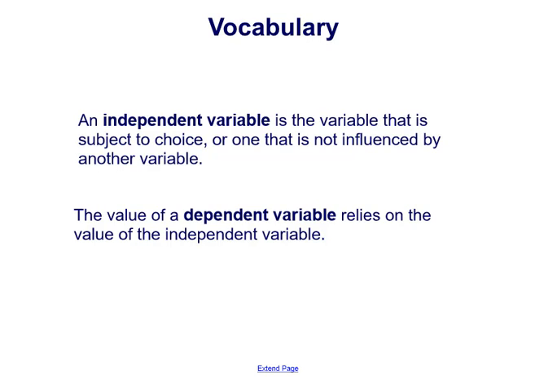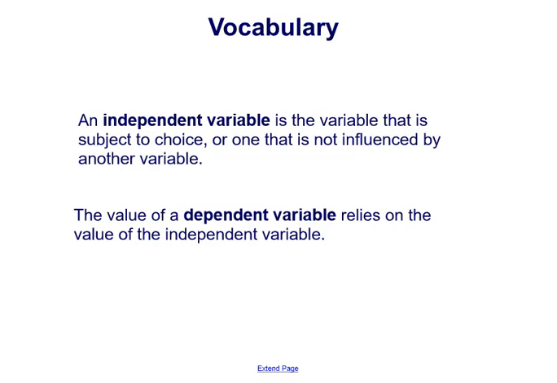Some important vocabulary to know when solving equations is independent and dependent variables. An independent variable is the variable that is subject to choice or one that is not influenced by another variable. The value of the dependent variable is the opposite. The dependent variable relies or depends on the value of the independent variable.